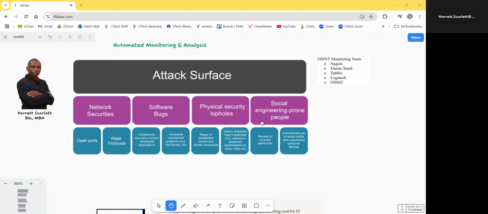Now on to the tools. We have a slew of tools available: Nagios, Elasticstack, Zabbix, Logstash, and OSSEC. And what we're now going to do in the next session is to have a brief overview of each of these tools and what they bring to the table.